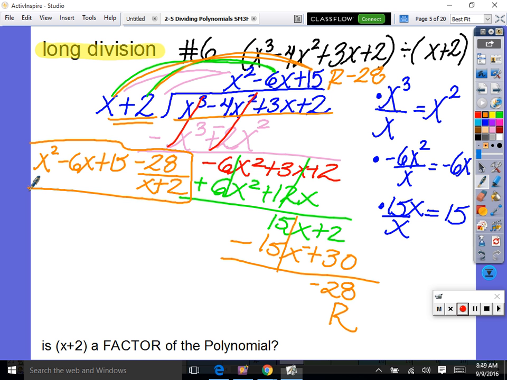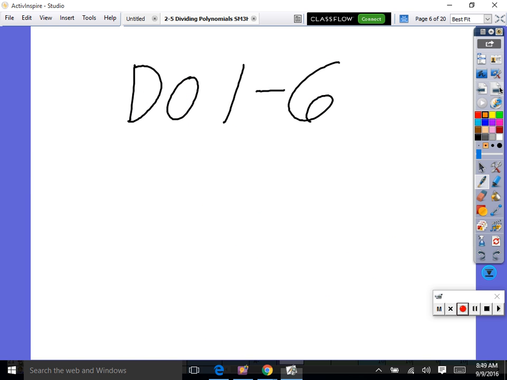Okay, so what I was saying, some of you kind of looked confused still. We took degree 3, we divided it by degree 1, we got degree 2. You see how it's smaller by 1 degree now? So that's what I was saying. Everybody good? You ready to just practice it yourself? Yeah. Okay, sweet. Do 1 through 6.